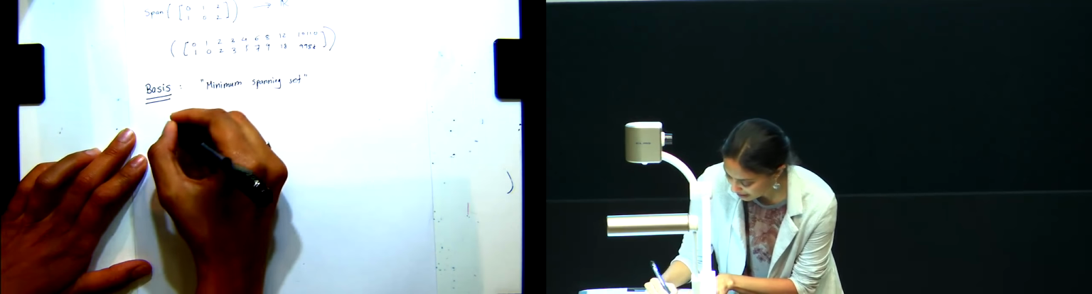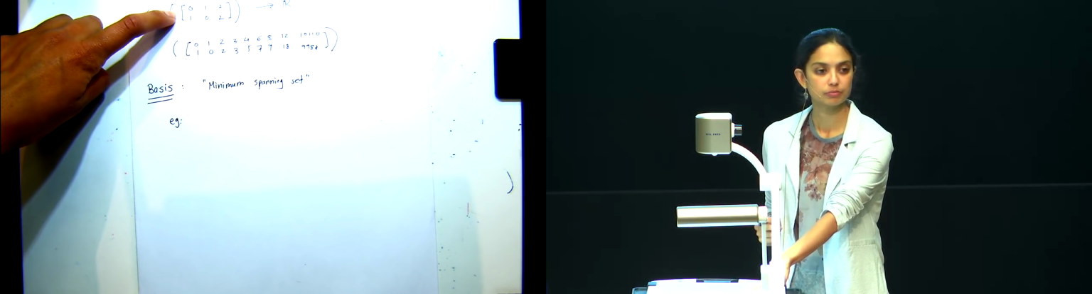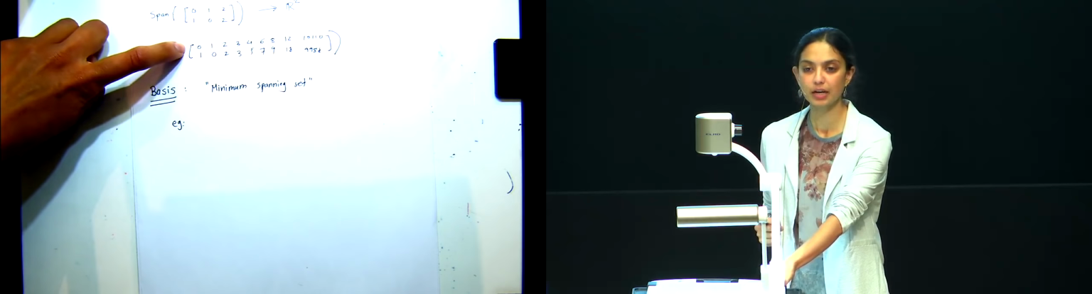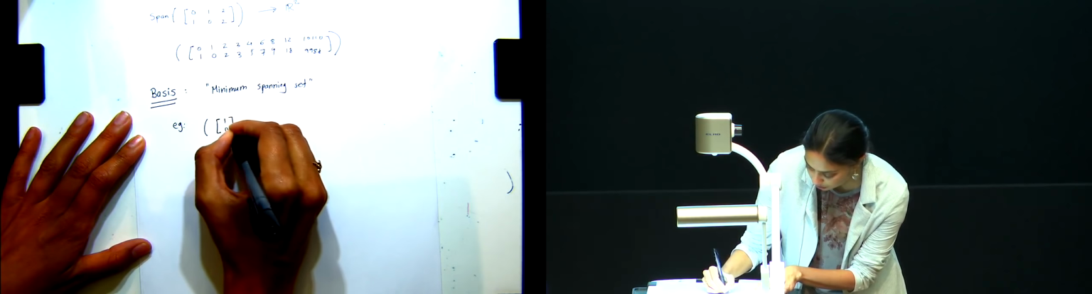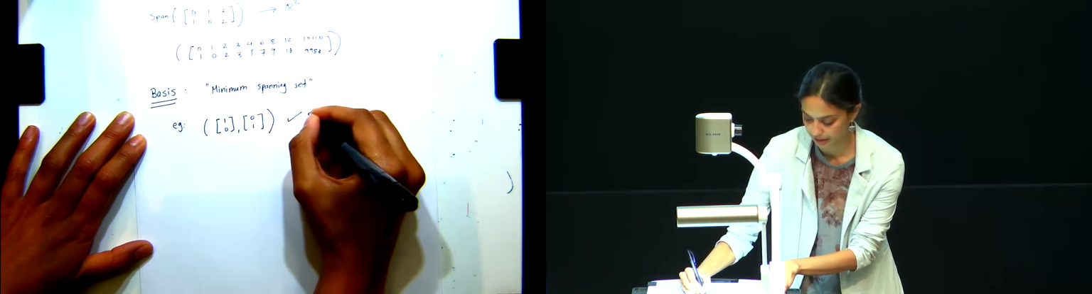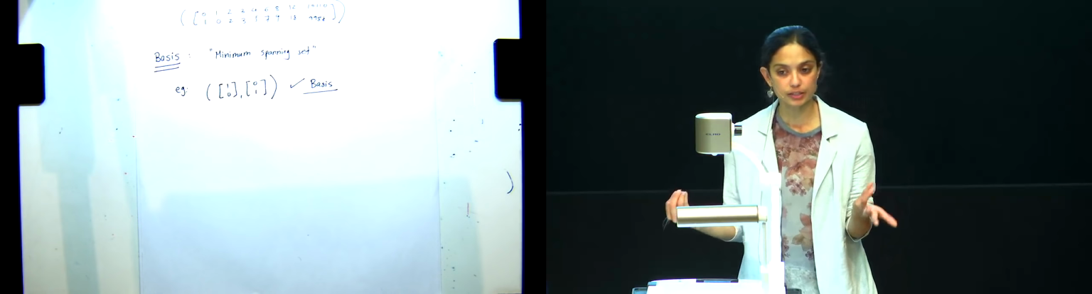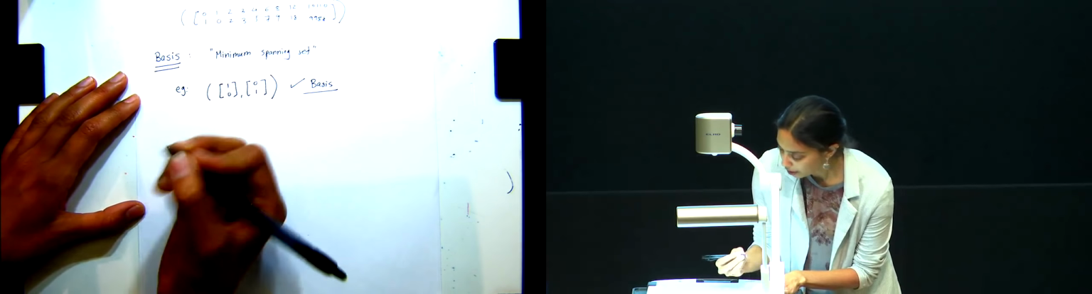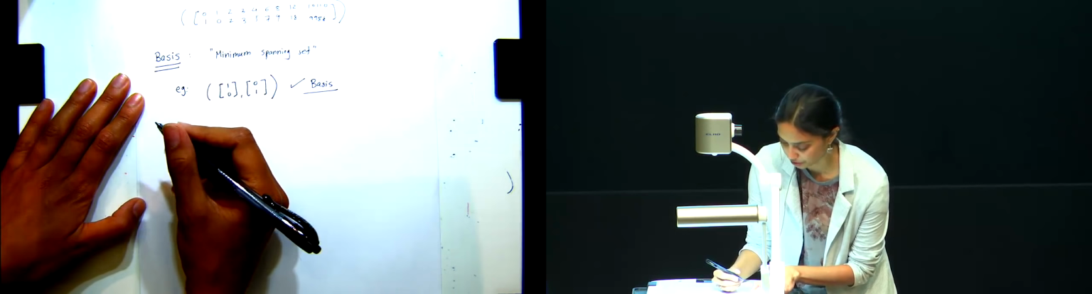So, for example, is this guy a basis for R2? No. What about this guy? But what about this guy? This is a basis, right? So let's define it just a little bit more formally. Intuitively, this is the idea we want to capture. But formally, it's convenient to define it using linear dependence and linear independence.